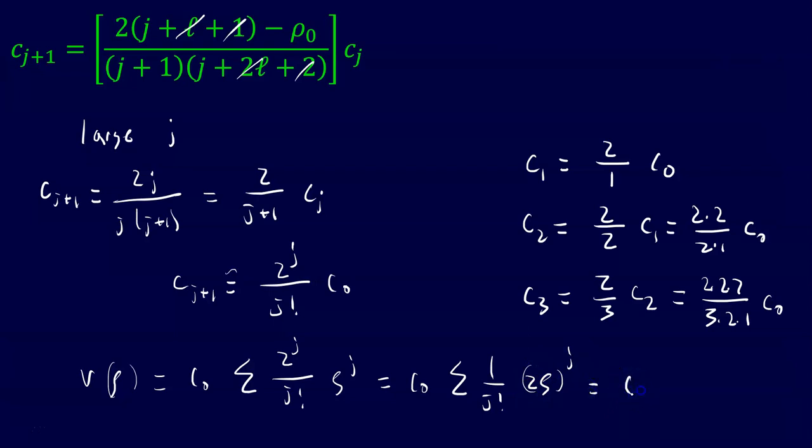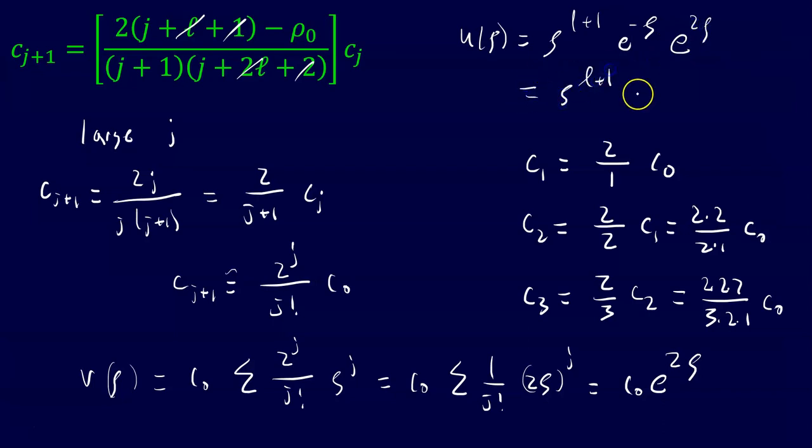And so this is the same thing as C0 e to the 2 rho. So if we go back to our equation, u of rho, we have rho to the L plus 1, e to the negative rho, and our new function, the v function. Well, if that function is e to the 2 rho, then we get a situation where again this is blowing up. So this is the situation like we were talking about before.